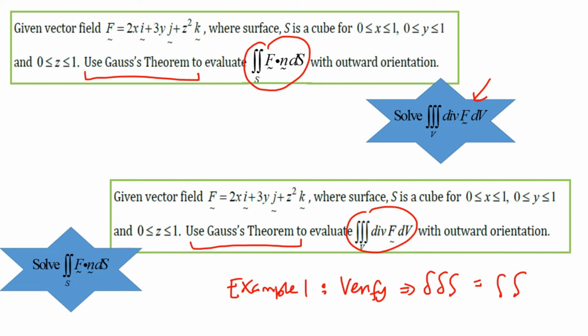And then the question can also just ask you to use Gauss theorem to evaluate F dot n dS. So you have to do the triple integral of divergence F. And the question can also ask you to evaluate the triple integral of divergence F, so it means that you have to do the double integral of F dot n dS. If, let's say, the question doesn't mention which part to evaluate, you have to use your understanding. If you think that the double integral is easier to solve compared to the triple integral, you can choose based on your understanding.